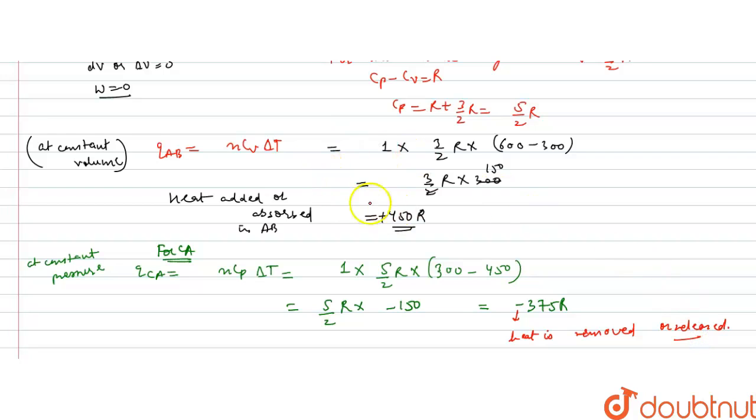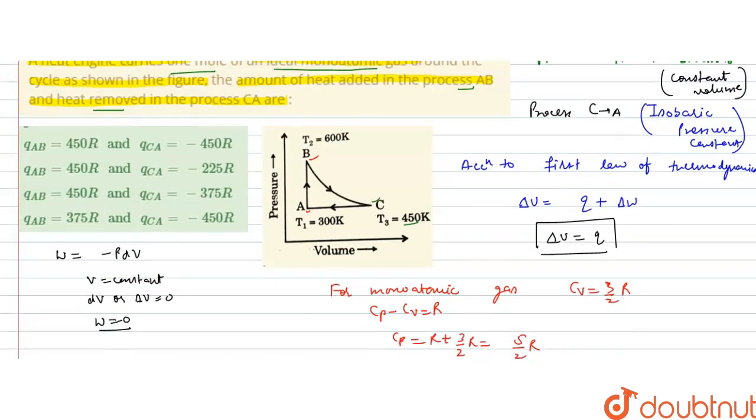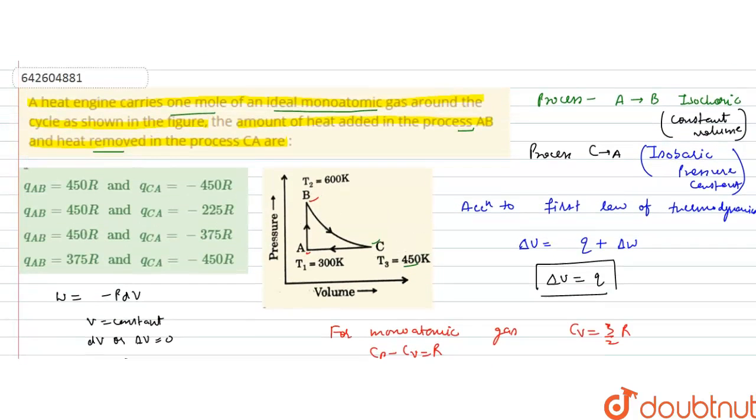So the heat added in the process AB is plus 450R, and the heat removed in the CA process is minus 375R. So the correct option will be QAB is 450R and QCA is minus 375R. So option C is the correct option to this question. I hope you understood the solution.